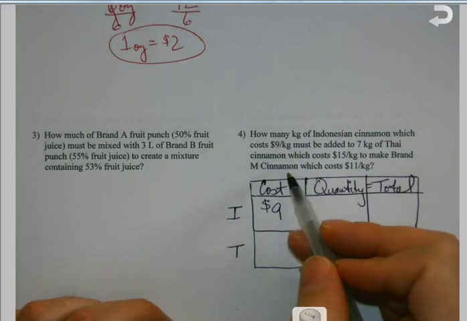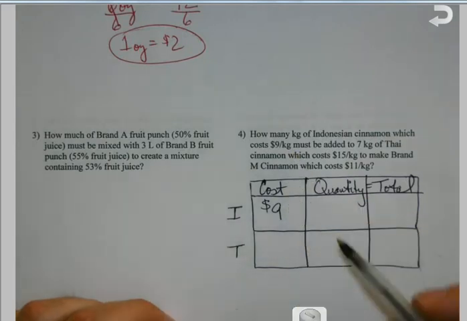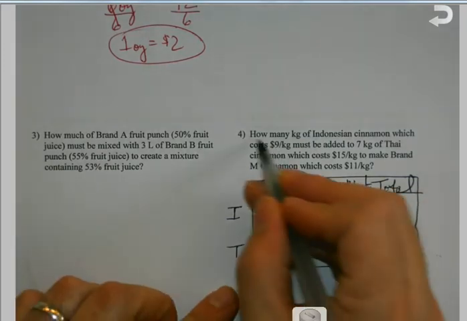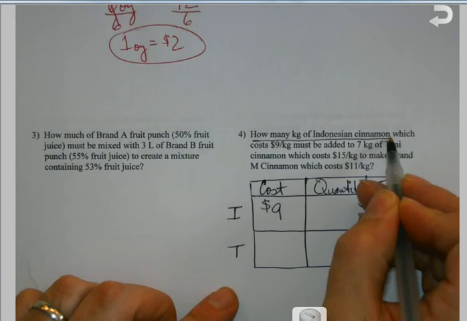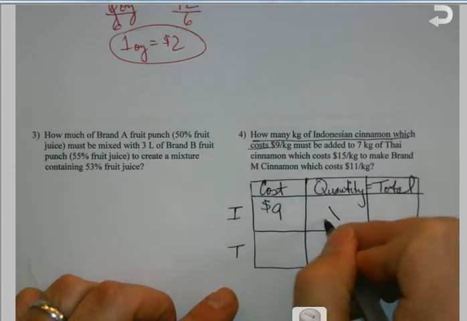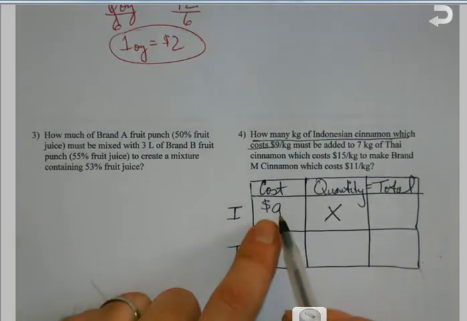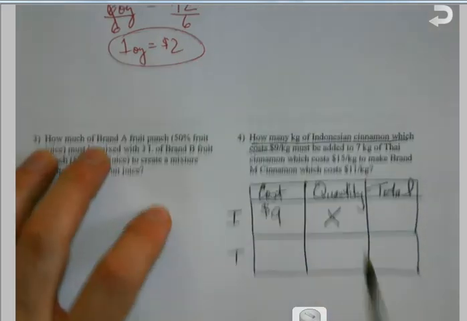Let's see here. Now, this time the information looks a little different. Do they tell us how much of the Indonesian there is? No, it says how many kilograms of the Indonesian. I don't know. It's X. Why is it X? Well, because normally they tell me how much it costs and how much there was.